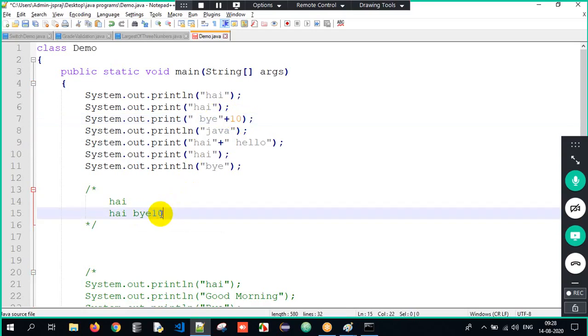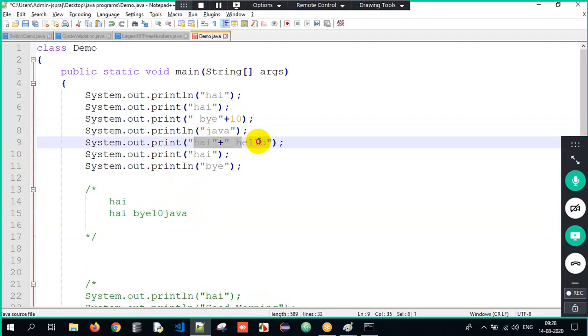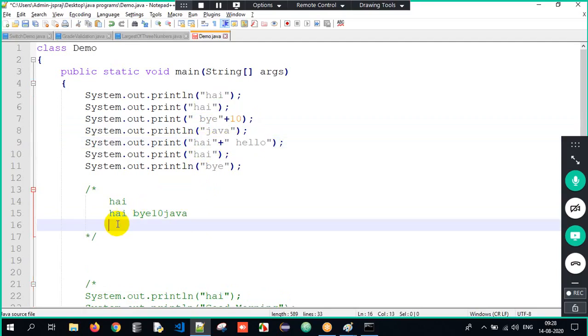So 10 will get concatenated. And what is the next line? Java. So Java will get printed and since it is println, the control is transferred to the new line. And then I have to print hi space hello. So I have to tell hi space hello.